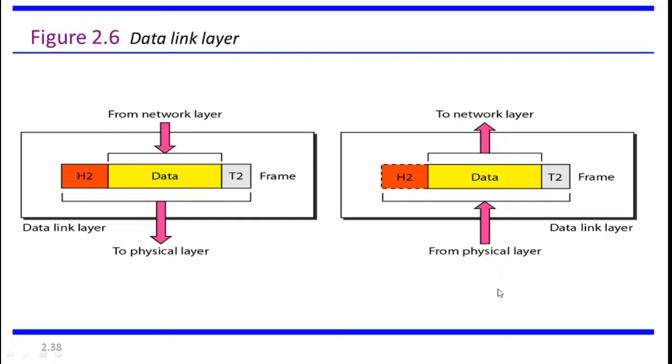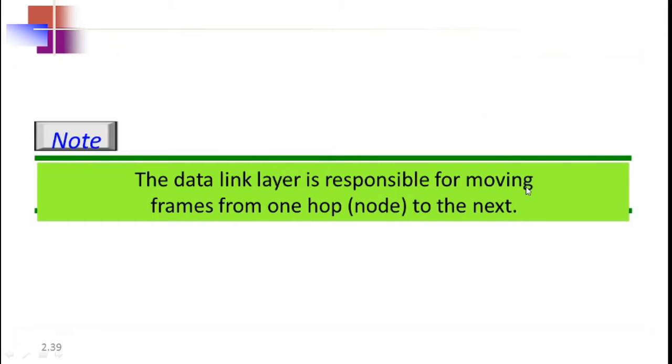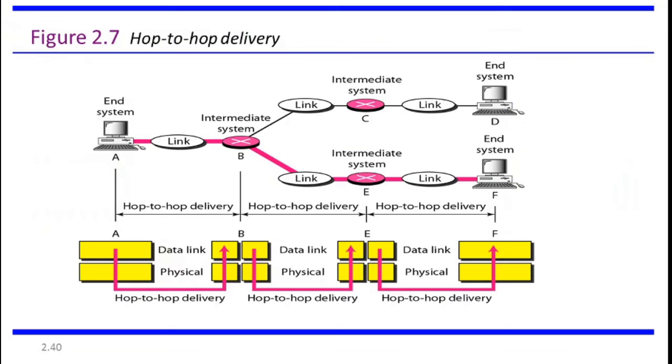On the receiver side, it receives the frame from the physical layer, and then it removes the header and checks for the physical addresses, and then checks for errors in the bits with the help of CRC and error detection codes, and if they are correct, then the data packet is passed on to the network layer. So the data link layer is responsible for moving frames from one hop to next.